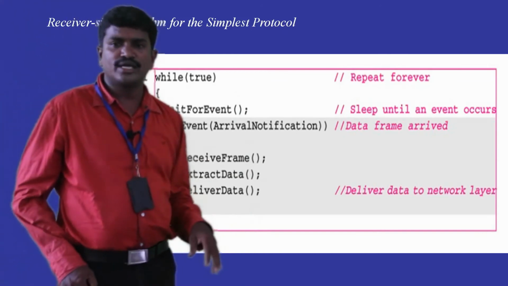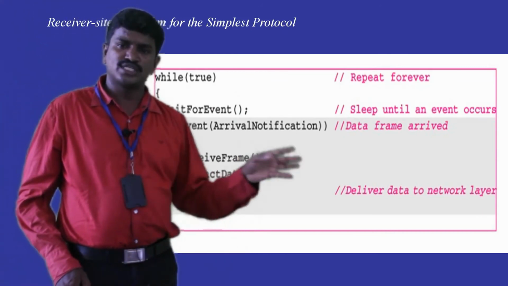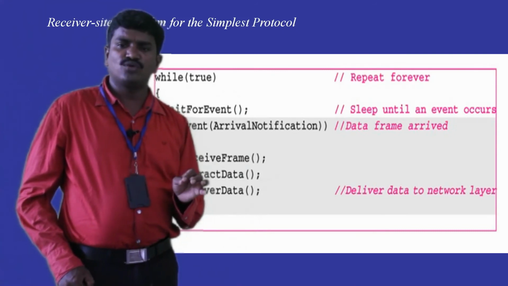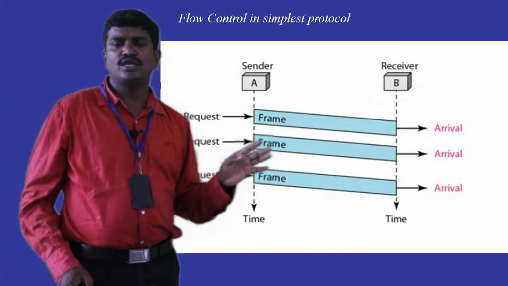So these two algorithms are continuously running at both sides, sender and receiver. This is the simplest method. The data flow is very simple. It is moving in only one direction.